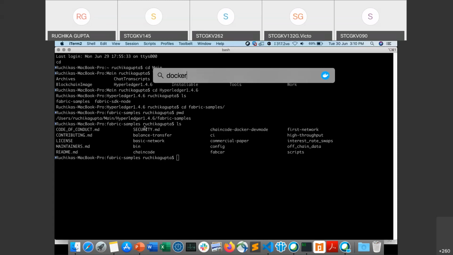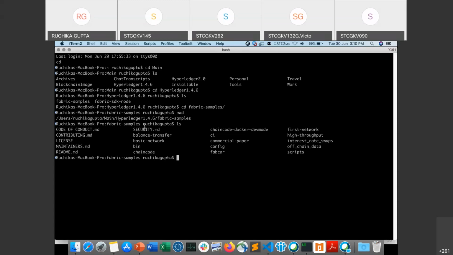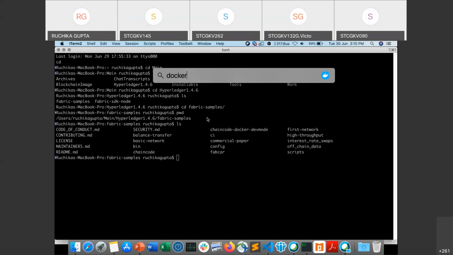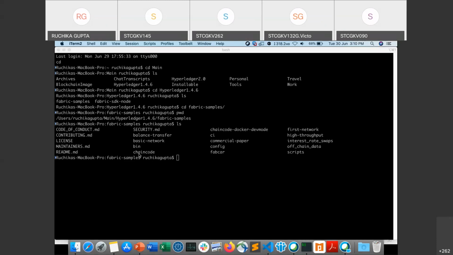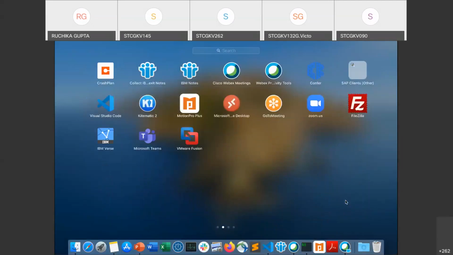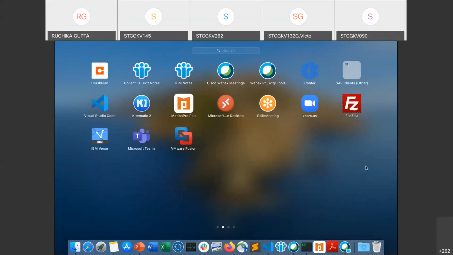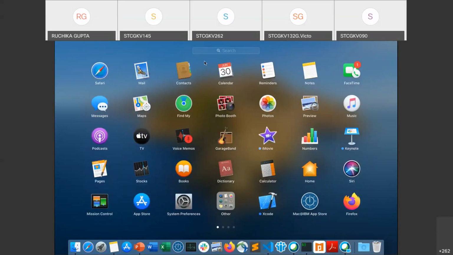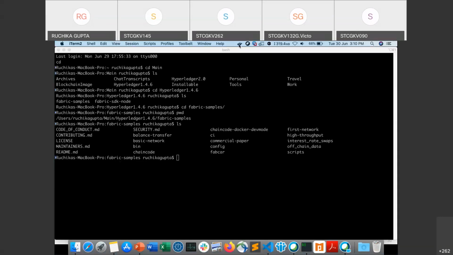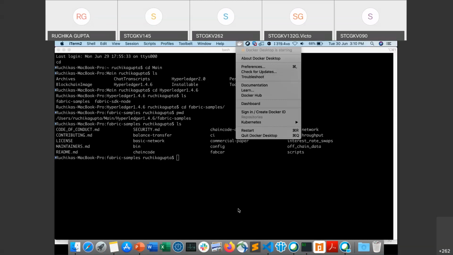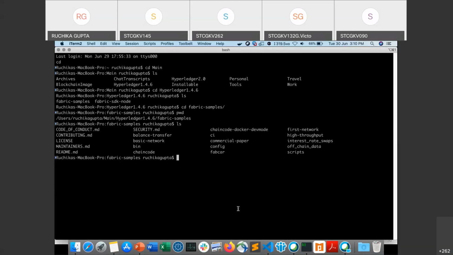The first thing I need to do is start Docker, as I don't have it running. Hyperledger Fabric implementations rely on Docker to run all these containers. So first I need to run my Docker. It is running, it's coming up. Docker is the first thing that should come up. While Docker is coming up, I'll go back to the presentation.